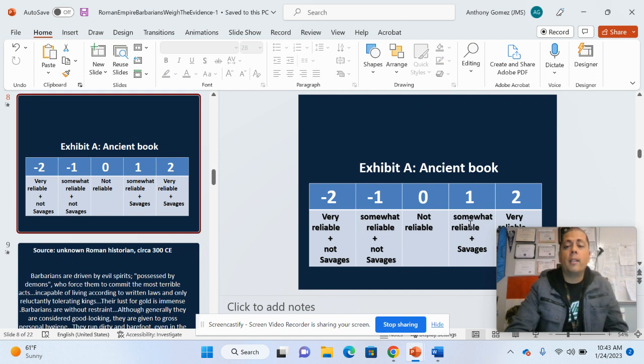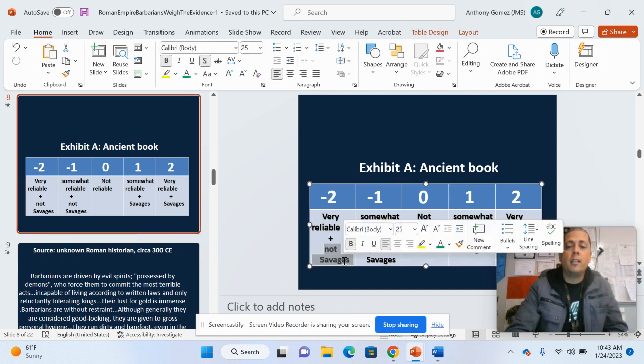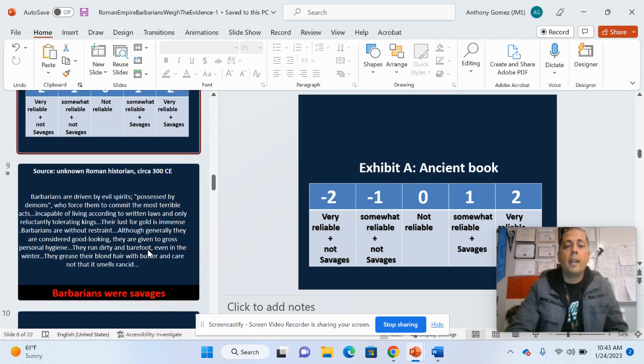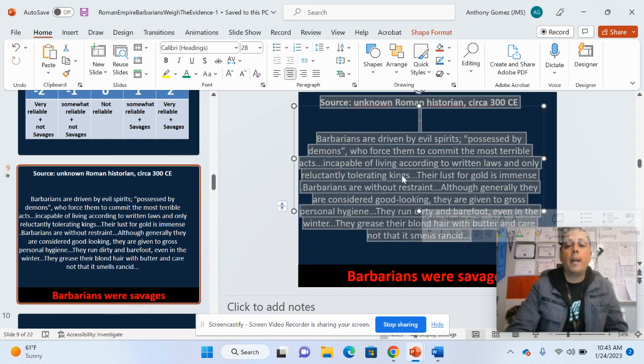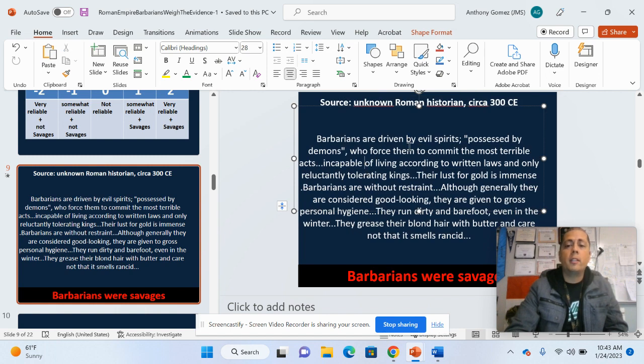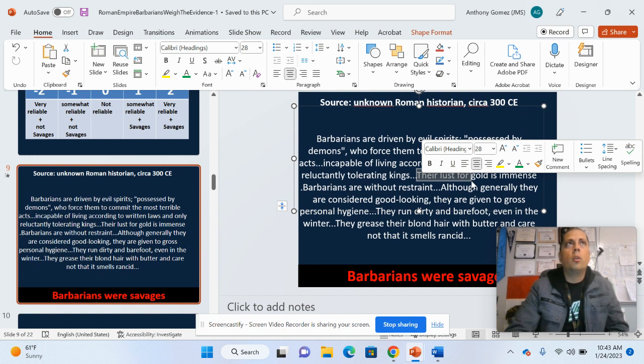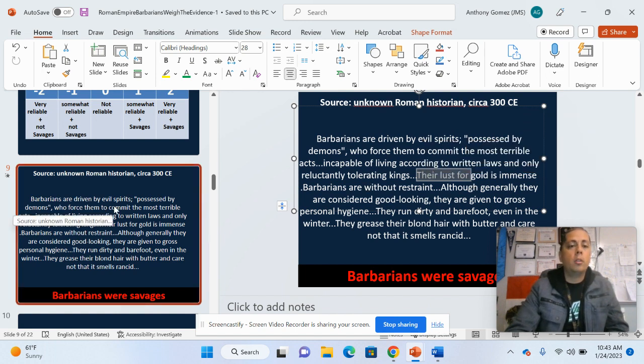So what they do is, they're going to figure out first, is this reliable or not? And then the second thing they have to keep in mind is, were they savages or not? So based only on this source, only on this source so far, based on what you read, does it show that the barbarians were savages? In this case, it's saying that they're possessed by evil spirits, they have a lust for gold. So a student could conclude that based off of this, the barbarians were savages, right?